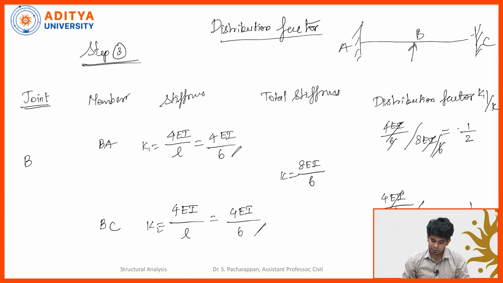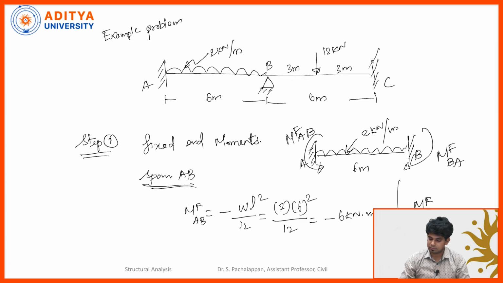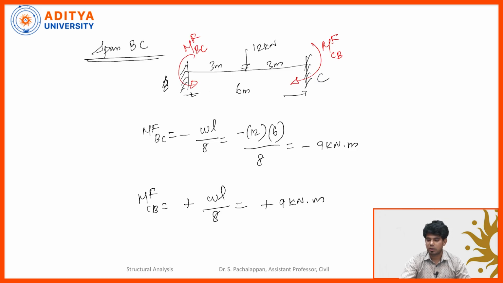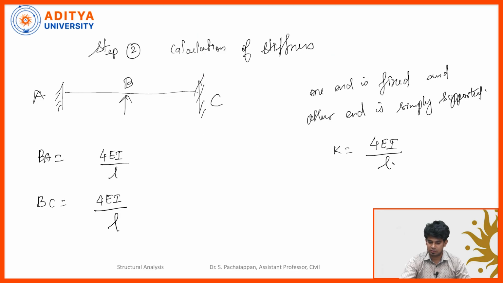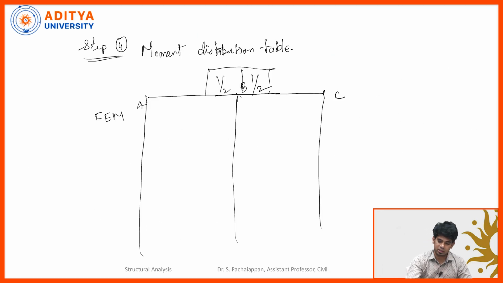Let us go back and see what the fixed end moments we calculated are. For the span AB, it is minus 6 and plus 6. So for AB it is minus 6, for BA it's plus 6. Similarly for span BC it is minus 9 and then plus 9. So just write those values here. This is minus 6 and this is plus 6, minus 9 and then plus 9.